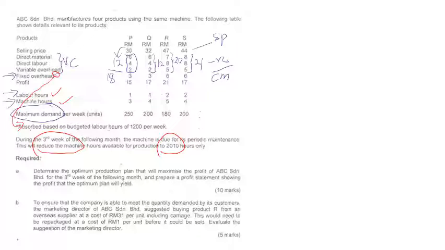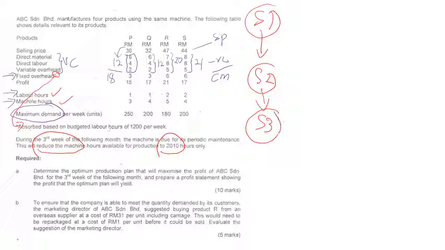But remember, when you have a question on limiting factor, you must follow 4 steps. Step 1, you determine the limiting factor. Step 2, you create a ranking. After you create the ranking, step 3, you identify the optimum production mix: you prepare your production schedule. And then step 4, you answer the question. Normally, the question asks you to calculate contribution margin or maybe net profit.